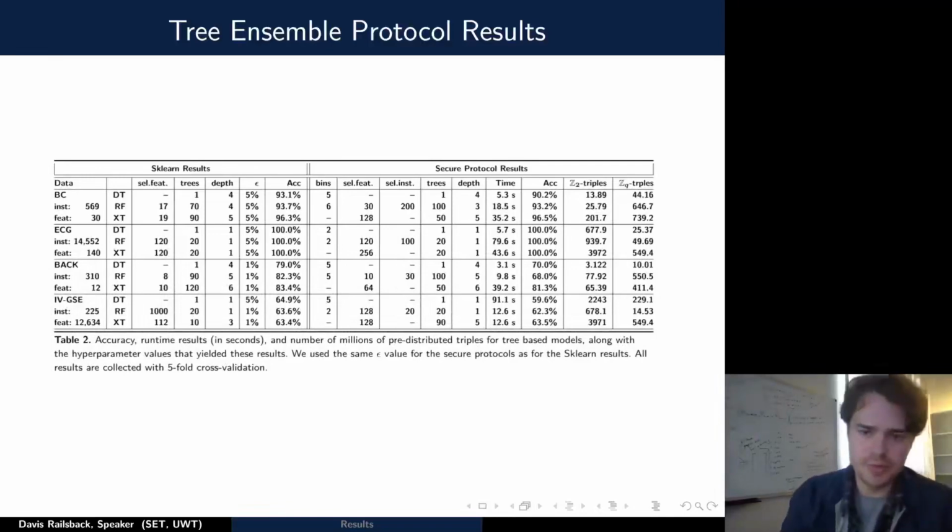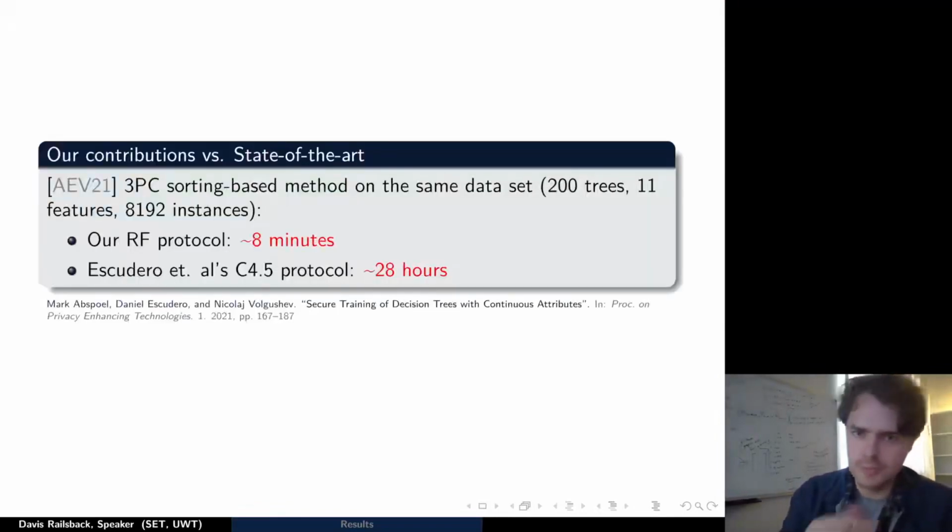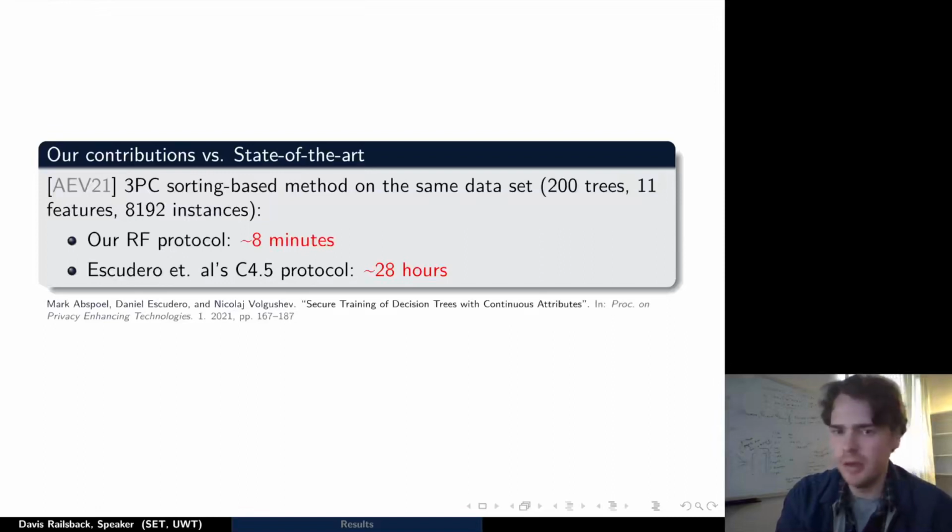So as for comparison with contemporary work, there was a paper that was being published around the same time as ours that was taking a new approach to the C4.5 sorting-based algorithm that used three-party computation sorting-based networks. So we took their data set dimensions that they tested against, in which they report 28 hours for computing 200 trees with 11 features and 8,192 instances. And our protocol is able to execute in 8 minutes.